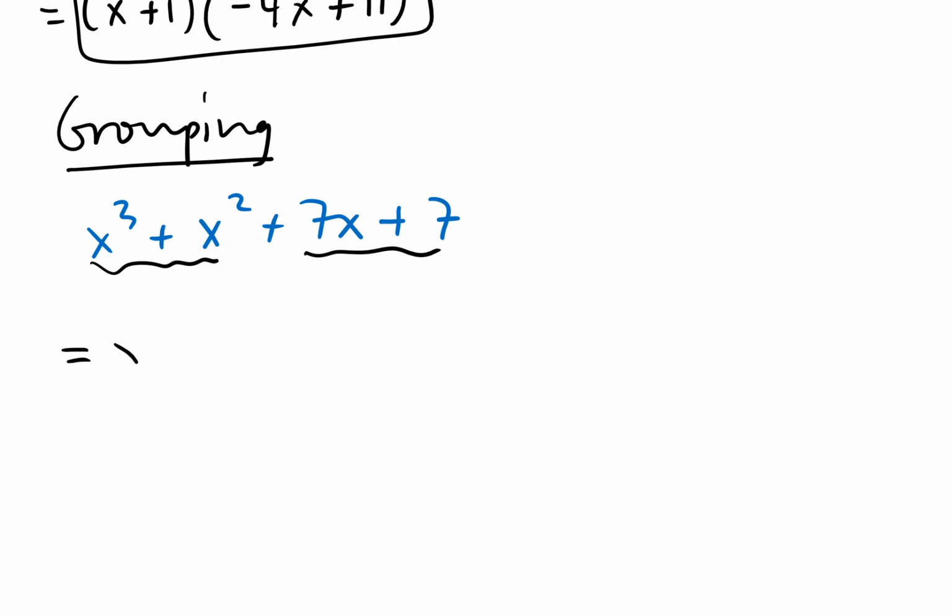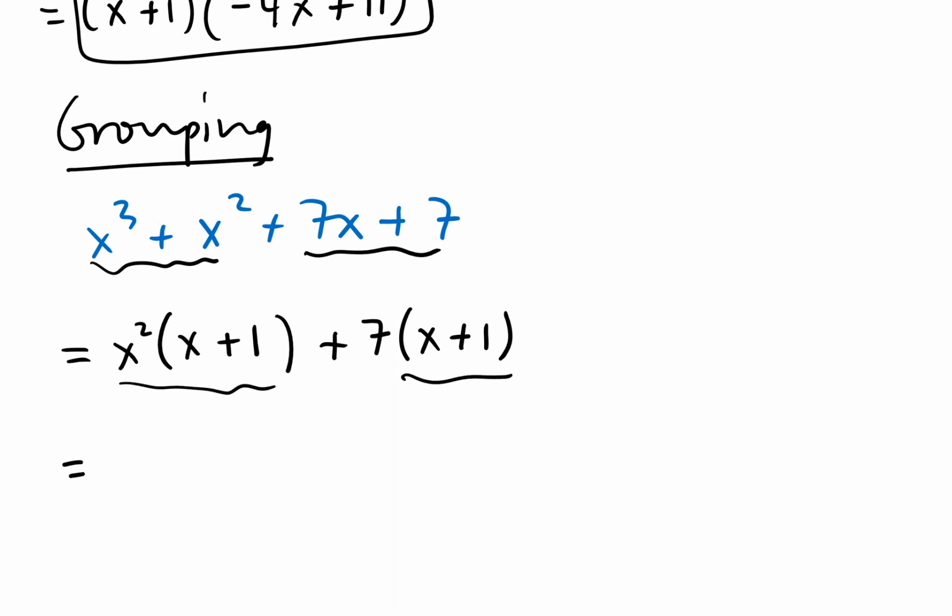I can take x squared here as a common factor, and that will leave x plus 1 in the first two, and in the last two, 7 is a common factor. That'll leave x plus 1. Now, what is the common factor? We go back to the GCF, x plus 1. So the x plus 1 is the GCF, and what is left is x squared plus 7.